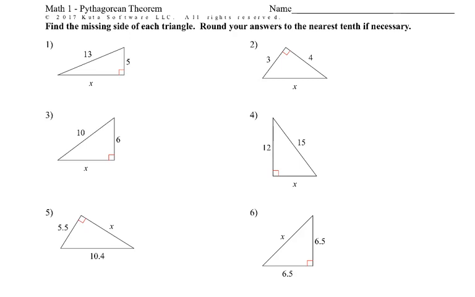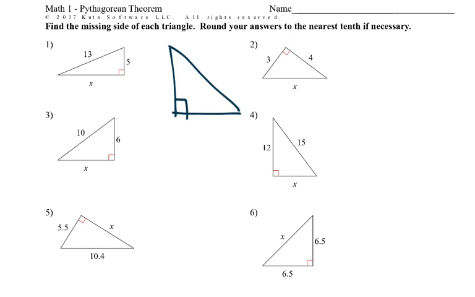Alright, Math 1, Pythagorean Theorem, here we go. So remember, when we're talking about the Pythagorean Theorem, we're dealing with right triangles. We know they're right triangles because they have the little mark right there that means it's a 90-degree angle. Okay?